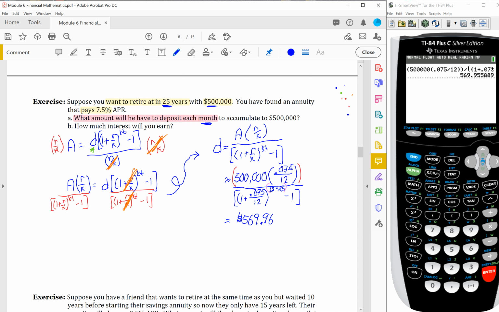Okay, now part B. So this was all part A. Part B. How much interest will we earn? Now, in the last problem, I broke this up as 2 steps, but here I just wrote it as 1. To figure out how much interest you earn, you first have to figure out how much you deposit.